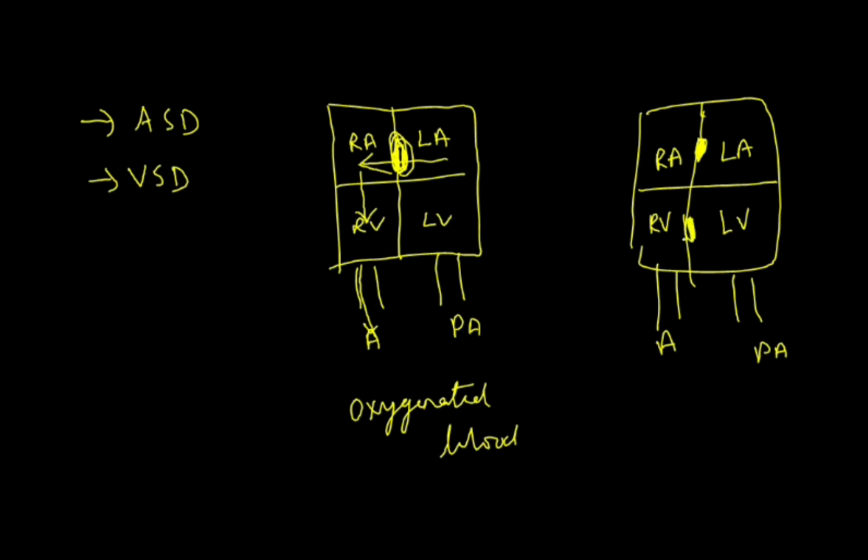Normally blood is shunted from the high pressure area to the low pressure area, and whichever ventricle opens into the aorta is the one that has higher pressure. In this case, because the right ventricle opens into the aorta, the right ventricle has high pressure. So blood from the right ventricle is shunted into the left ventricle. From the left ventricle it goes to the pulmonary artery and to the lungs, where it gets oxygenated, and then enters the left atrium through the pulmonary veins.